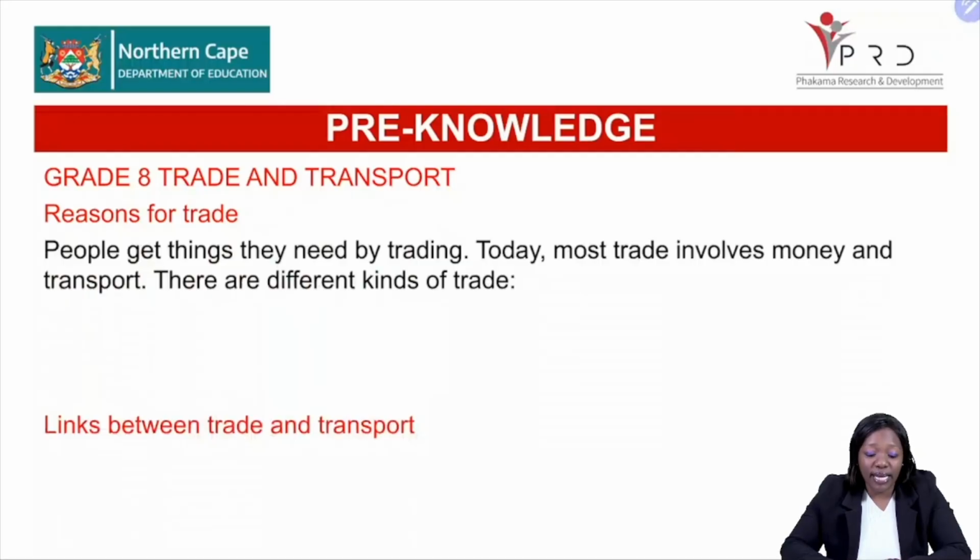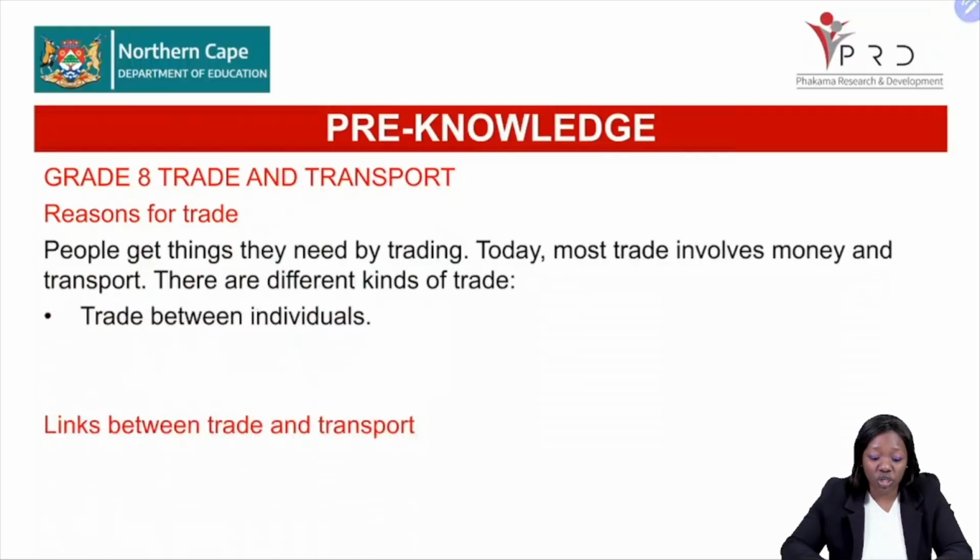So in grade 8, they said the reason for the trade is that people get things they need by trading. You need gold. As South Africa, I'm making an example, we are rich in gold. There are countries that do not have gold, so they are depending on South Africa to give them that gold. So there is an exchange, or there is a trading that is taking place. Today, trade involves money as well as transport, and there are different kinds of trade.